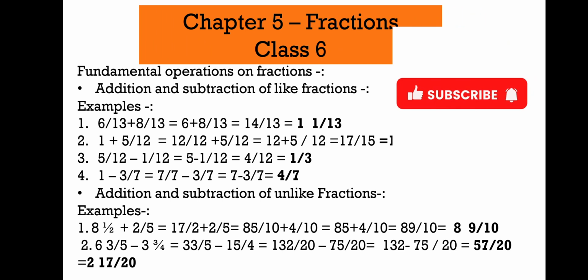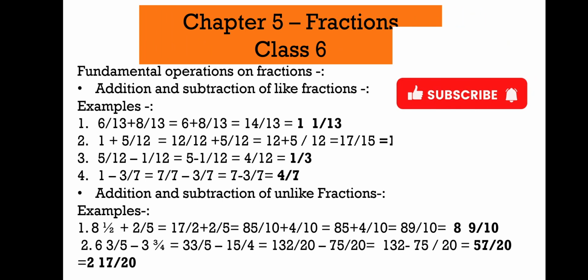Then 1 minus 3 upon 7. Again, 1 means we have to make the same denominator, so we have to take 7 upon 7 minus 3 upon 7, that is equal to 4 upon 7. Now addition and subtraction of unlike fractions.